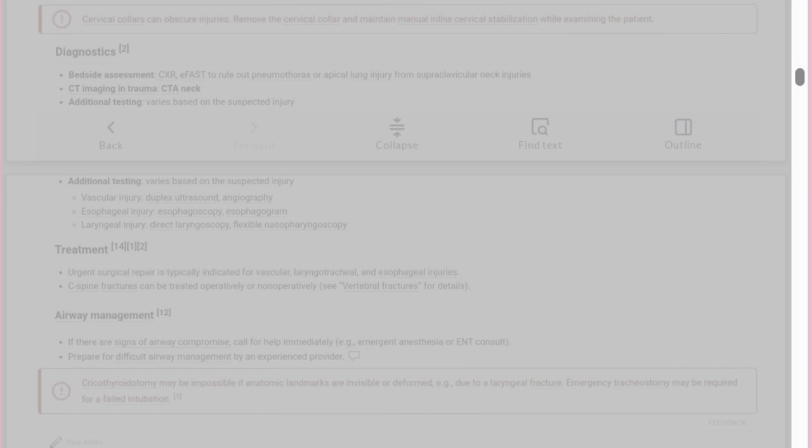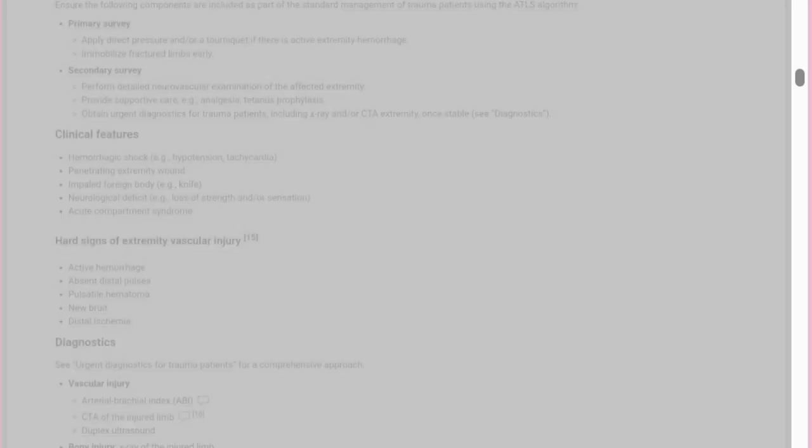Approach to penetrating extremity trauma. Ensure the following components are included as part of the standard management of trauma patients using the ATLS algorithm. Primary survey: apply direct pressure and/or a tourniquet if there is active extremity hemorrhage. Immobilize fractured limbs early.